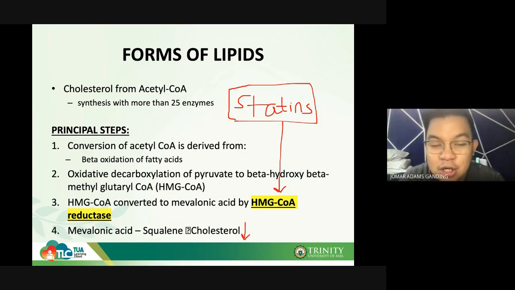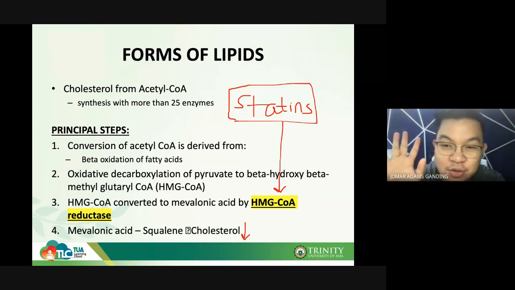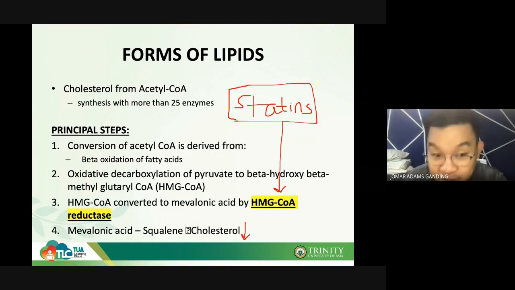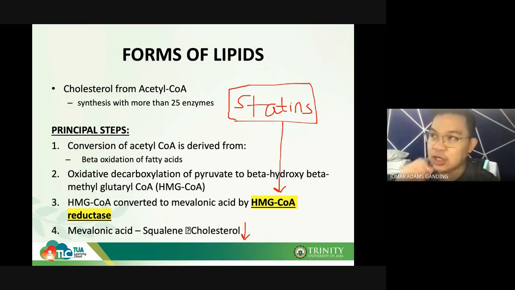There will be a cessation in the production of your mevalonic acid. So, when there is no mevalonic acid, cholesterol cannot be produced inside your body. Can I see a raise of hand if we're clear? Okay. There's only a few. So, are we clear or not? Okay. So, again, statins are being taken so that they inhibit your HMG-CoA reductase and then eventually decrease the level of your cholesterol. Okay?